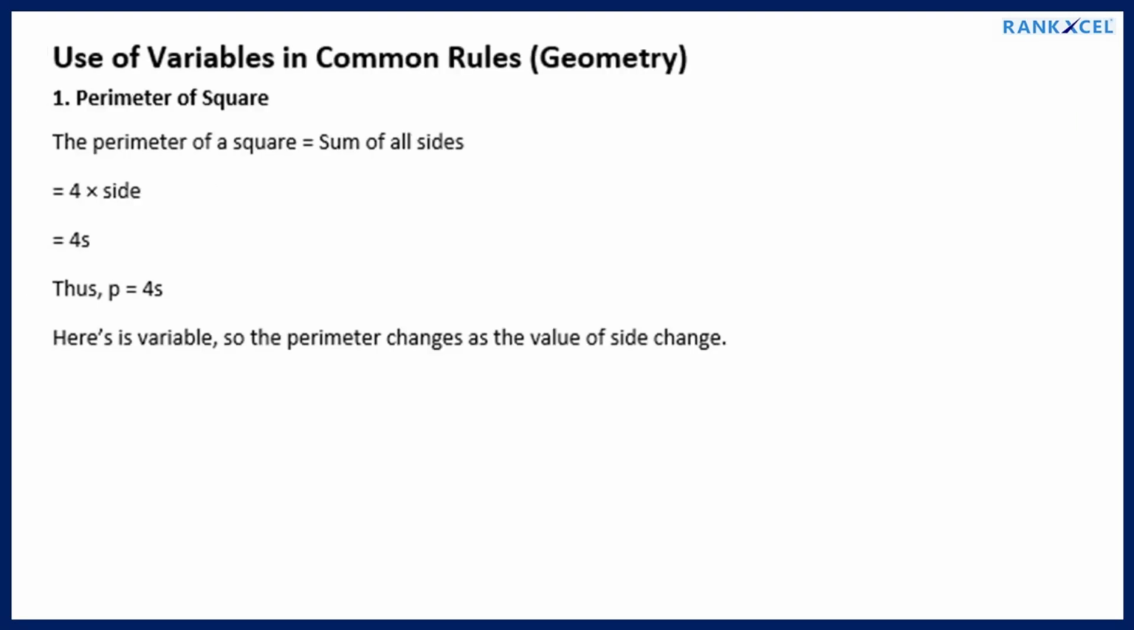Use of variables in common rules. Geometry. 1. Perimeter of a square. The perimeter of a square equals the sum of all sides, equals 4 times side, equals 4s. Thus, p equals 4s. Here s is a variable, so the perimeter changes as the value of the side changes.